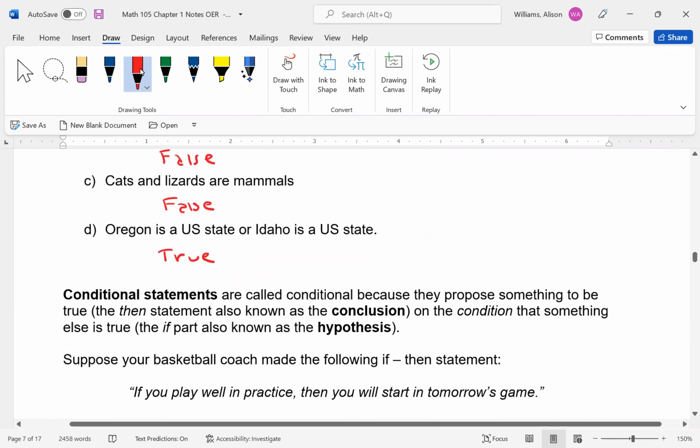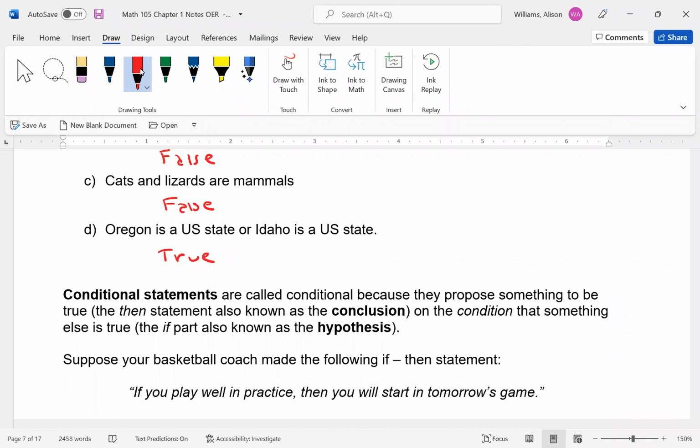And that happens to be the inclusive or, because they're both true. All right. Conditional statements are called conditional because they propose something to be true, also known as the conclusion, on the condition that something else is true. The if part is called the hypothesis and the then part is called the conclusion.